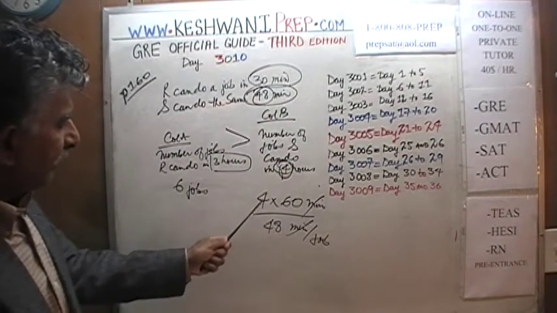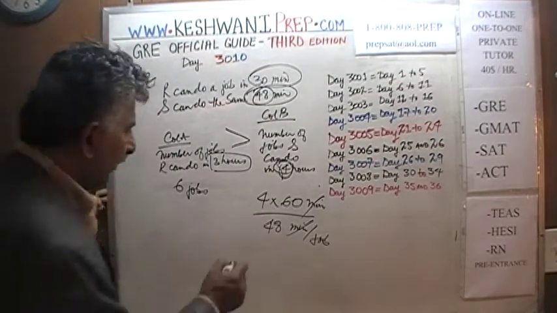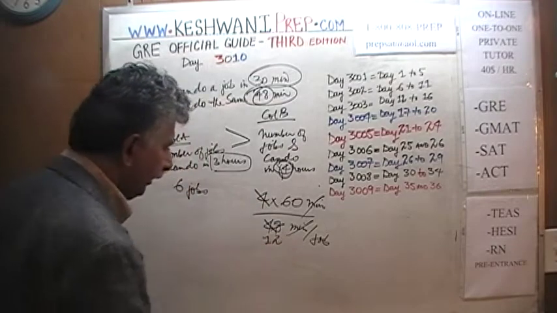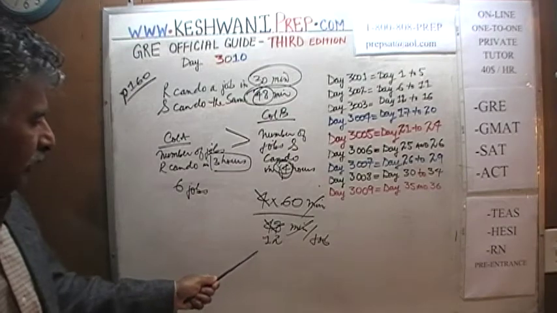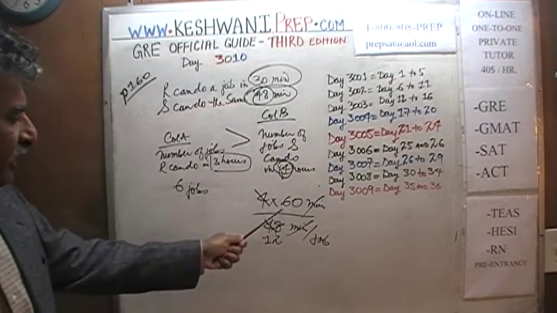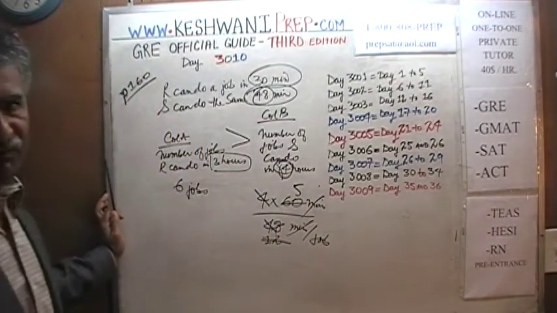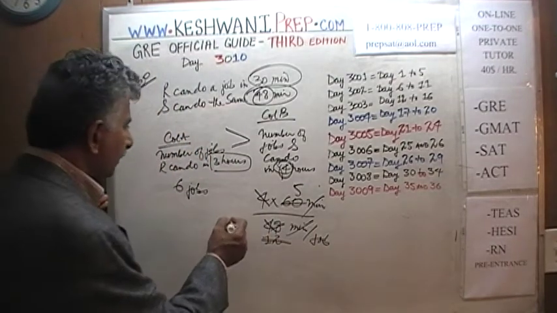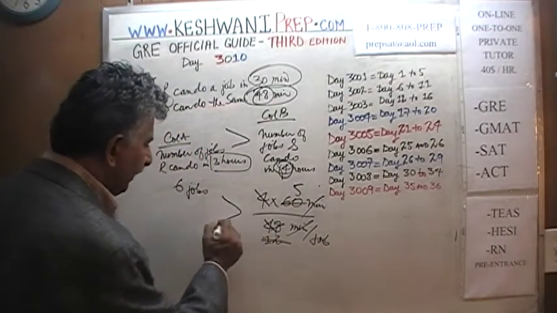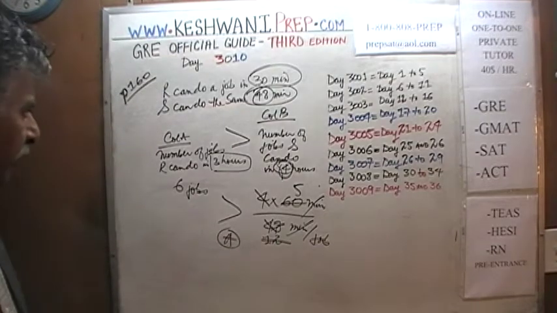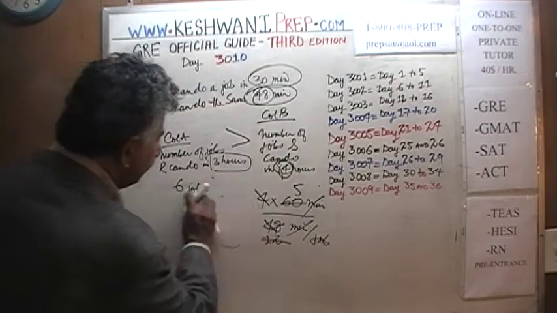We see 48 at the bottom, we see 4 at the top. Let's divide top and bottom by 4. 4 has one 4 and 48 has twelve 4s. In other words, 48 divided by 4 is 12. We see 12 at the bottom and we see 60 at the top. Let's divide top and bottom by 12. There you go. He's going to do 5 jobs. And of course, the other machine can do 6 jobs, so the answer is A. Let's move on to the next problem.